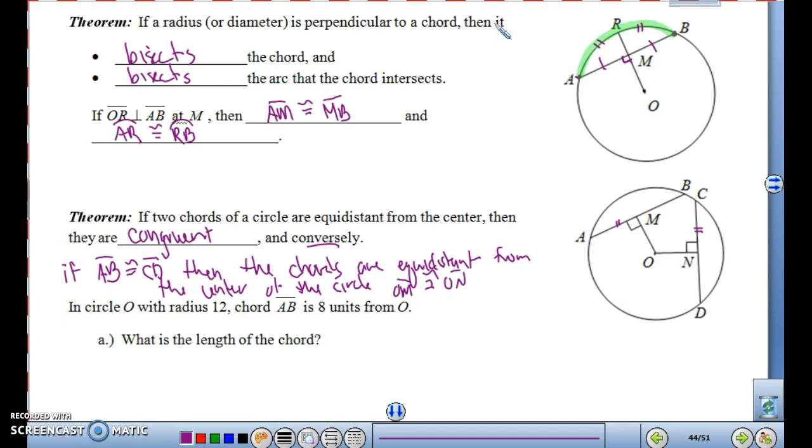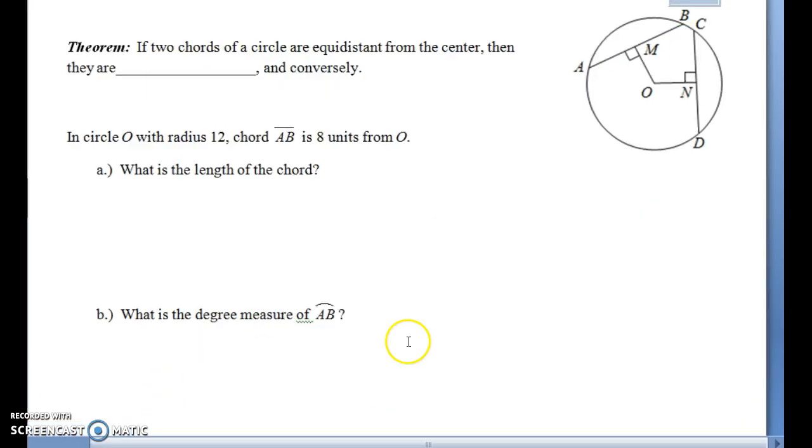Okay, so now that we know the theorems about chords and tangents, let's see if we can do some work with these different problems. If we have circle O with a radius of 12, and chord AB is 8 units from O, what is the length of the chord?